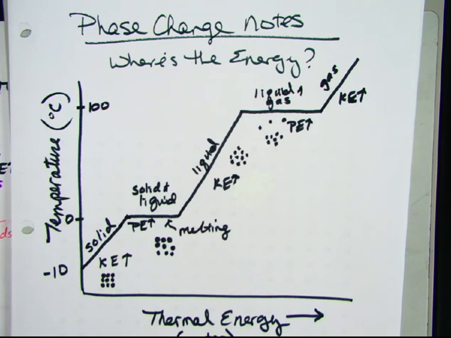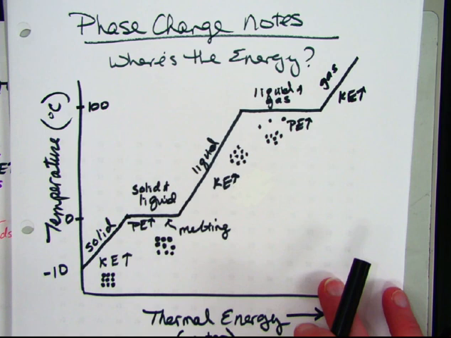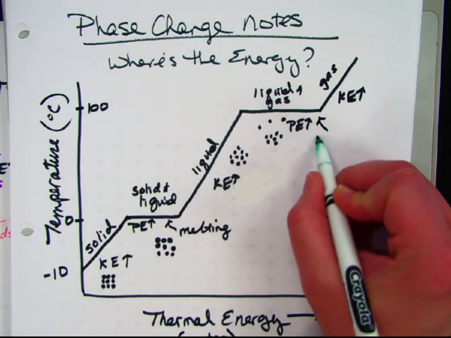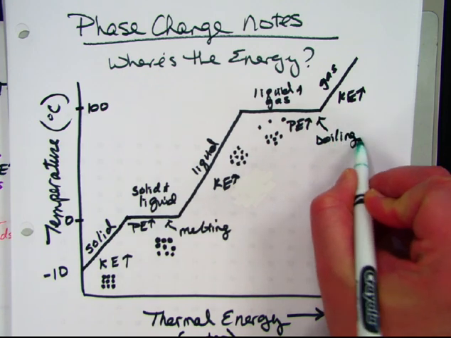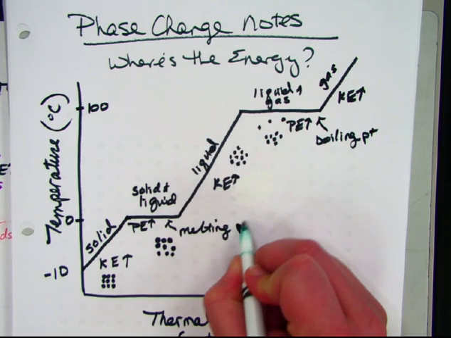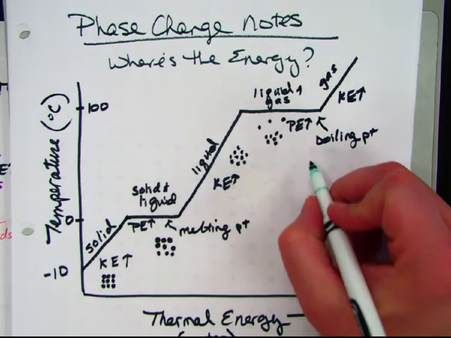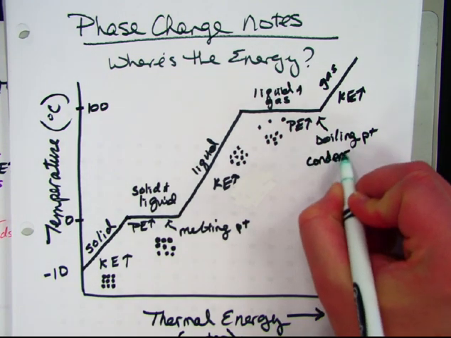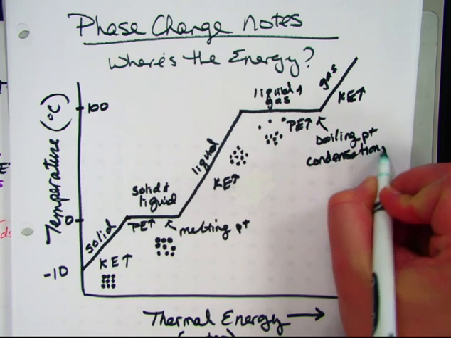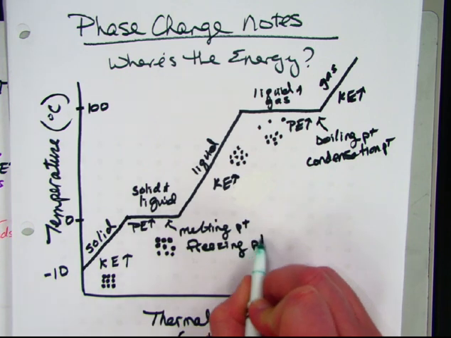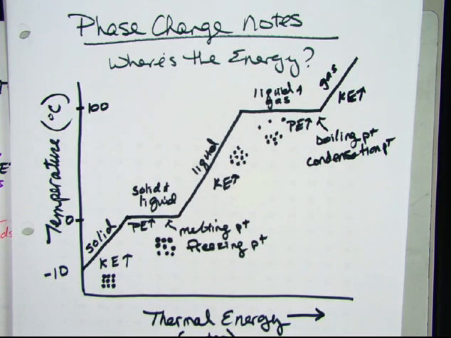A couple of terms. We call this a heating and cooling curve. That's the melting point there. This is the boiling point. And if I were taking heat out, it wouldn't be the boiling point, it would be the condensation point. If I were taking heat out, this would be the freezing point. It's just a matter of energy in or energy out.